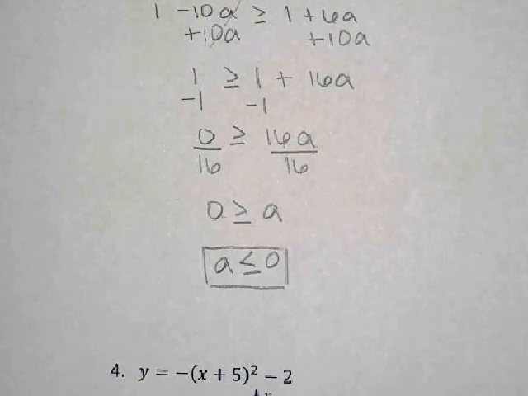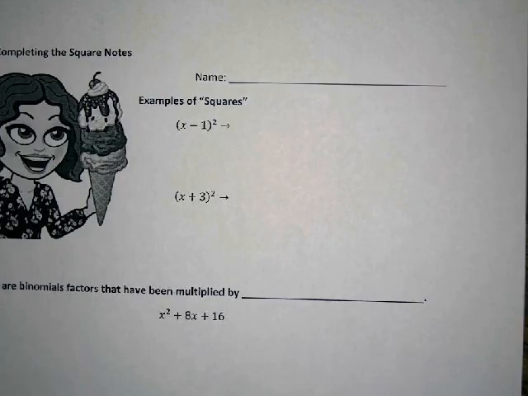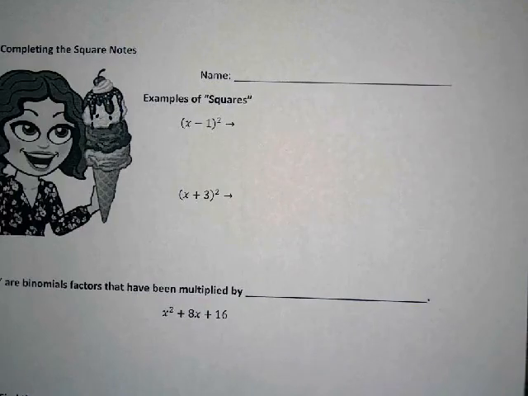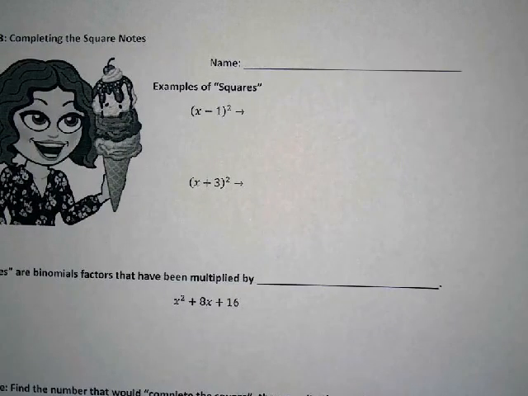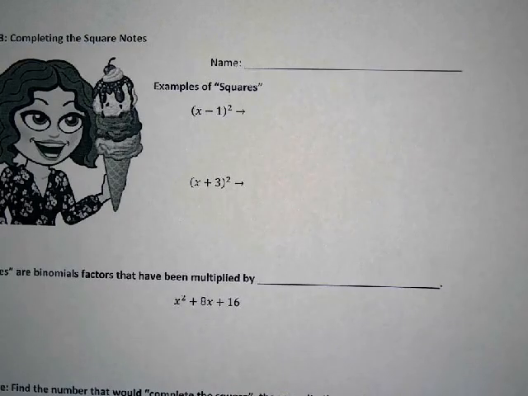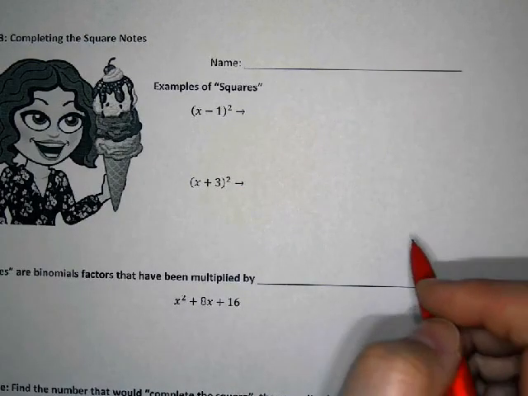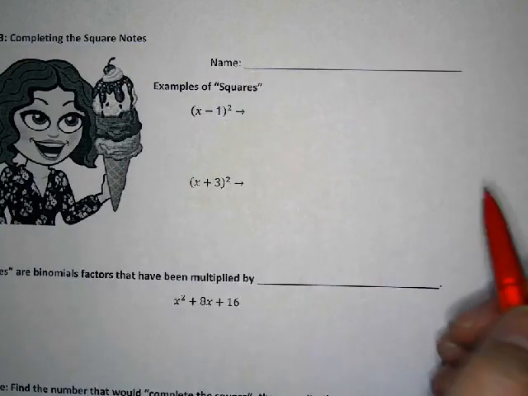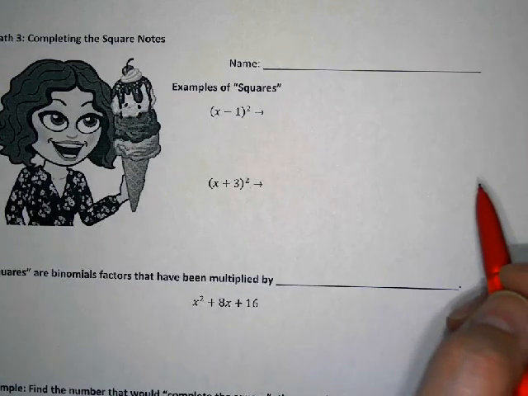Are there any other parts of the warm-up you guys want me to talk about? Oh, they were all good? We're all good? Okay. We're going to go ahead and switch over to doing our notes. Okay, so today's notes are on a process called completing the square. And I'm going to see if you guys can figure out why they call it that. We'll see if by the end of the period, you can tell me why they call it that.